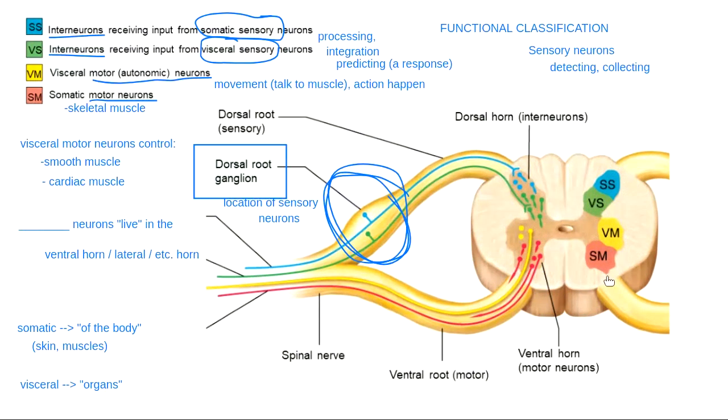So if I need to do a bicep curl, if I need to write some notes, if I need to raise my hand in class, all of those kind of things, when I'm causing the contraction of skeletal muscle tissue, the neurons that make that happen are the ones that live here in the ventral horn of the spinal cord. So 3 horns in the spinal cord, 3 places where I find gray matter. The dorsal horn on the backside, the lateral horn on the outside, and the ventral horn on the front.